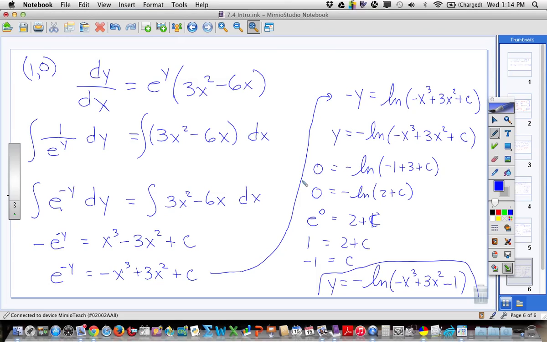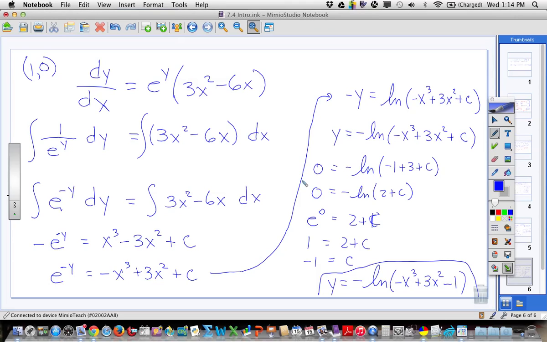So now I do the ln of both sides, right? That's how you get rid of that e. Do the natural log of both sides, and you'd have -y equals ln of all of that. The plus c has to be inside the parentheses. That's why you have to do the plus c here.